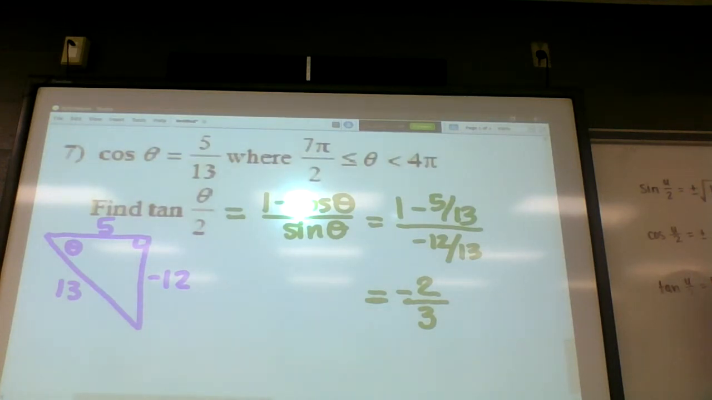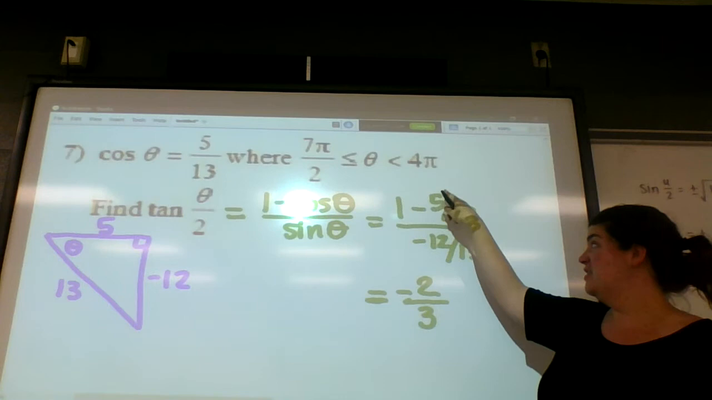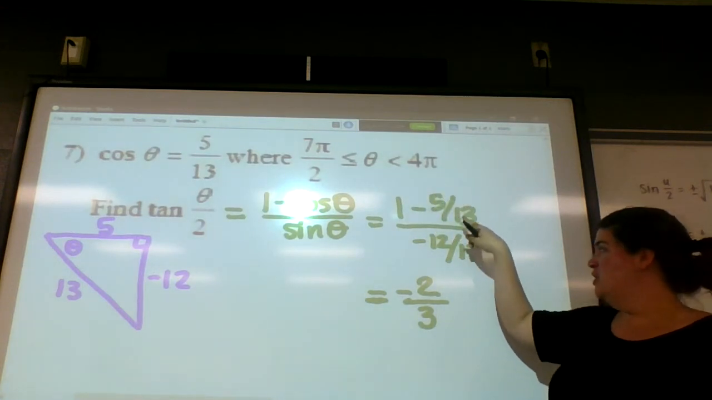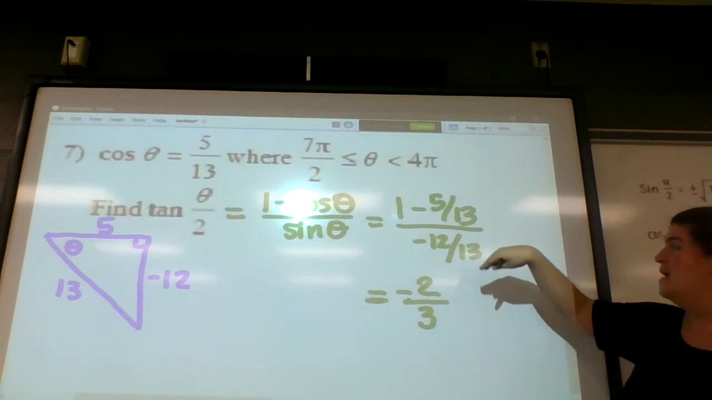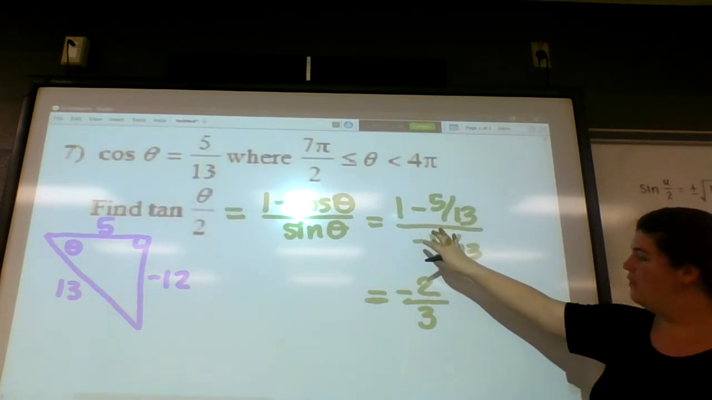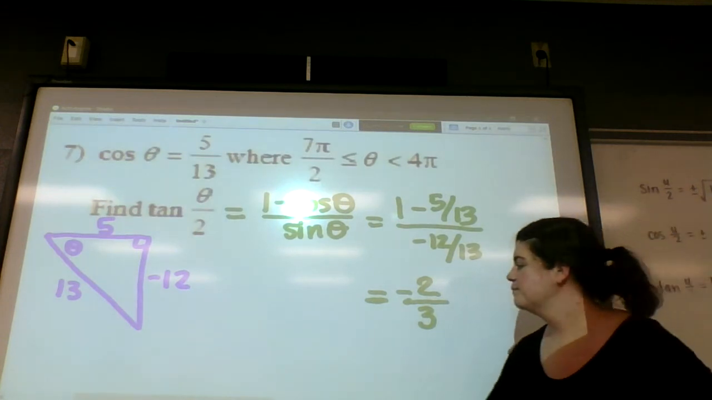Did y'all come up with negative 2/3? Negative 2/3. So the numerator ended up being 13 over 13. So 13 minus 5 is 8. 8 over 13 divided by negative 12 over 13. When you flip and multiply, the 13s simplify, right? So it's 8 over negative 12, which simplifies to negative 2 over 3.